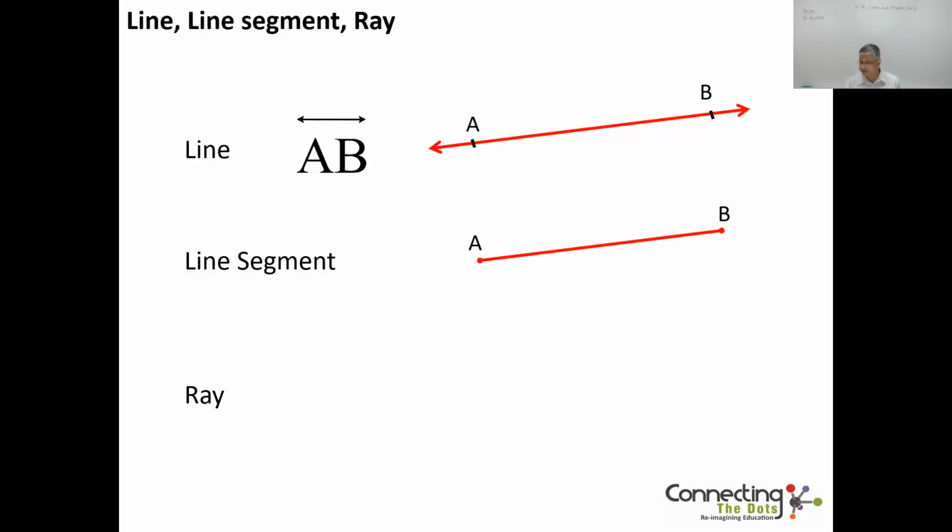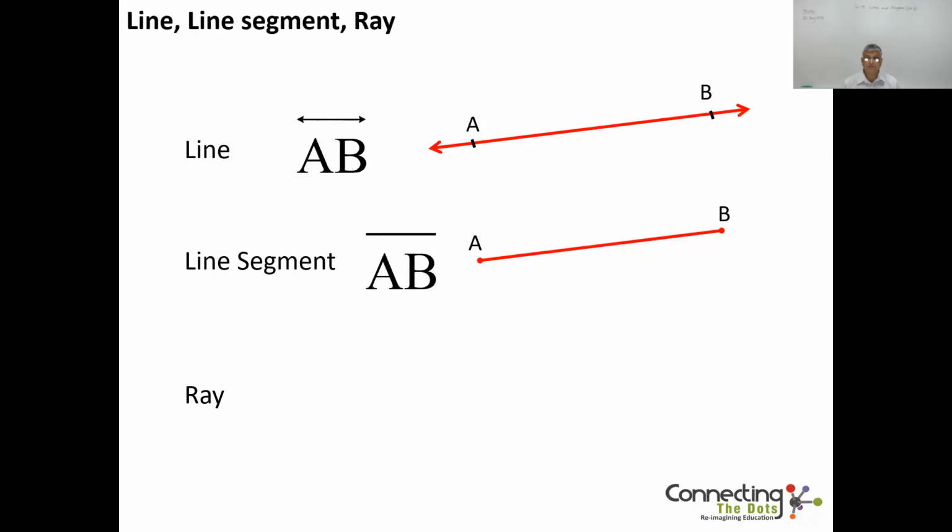And how do we write it? If the two ends are called A and B, then we write A and B with a horizontal bar on top, like this. And remember, the arrows are not there. If you see this end, there are no arrows, and if you see this end, there are no arrows, which means it's a fixed length segment.